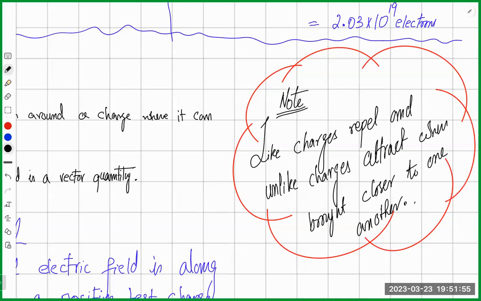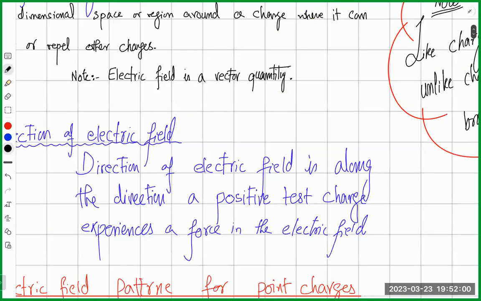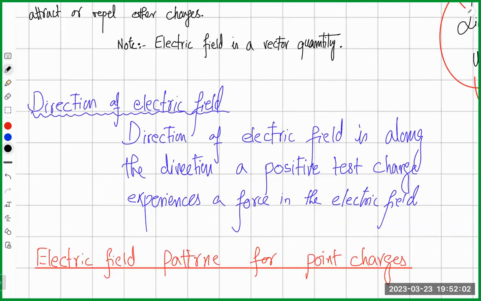Now, direction of electric field. To investigate the direction of electric field, what we do is we just place a positive test charge where we want to investigate a field, and the direction of force that charge experiences because of that electric field is the direction of electric field. So whatever the direction a positive charge experiences a force is the direction of electric field.